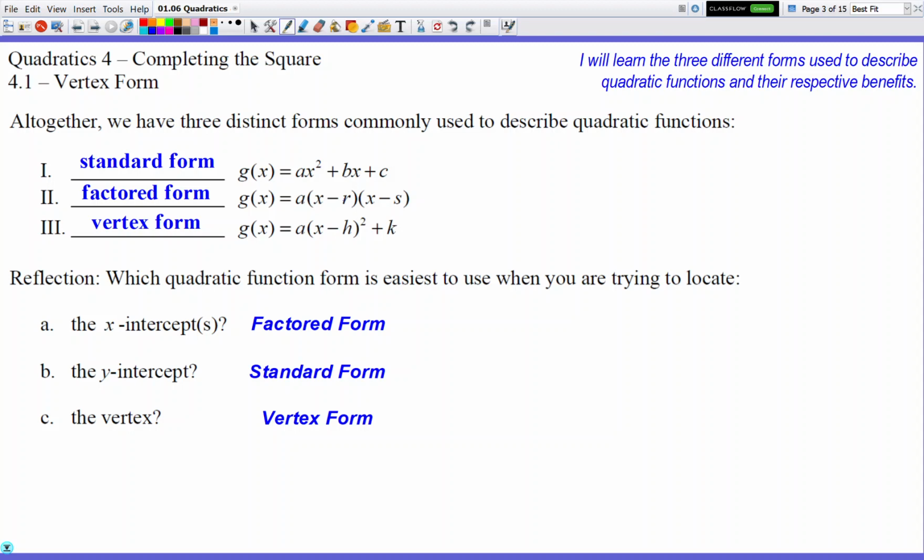Each of these forms has a strength. If you want to find x-intercepts easily, use factored form. If you want to find the y-intercept easily, use standard form. And if you want to get the location of the vertex easily, well, it's kind of in the name itself: use vertex form. Those are things that can hopefully help you see connections faster. If we didn't point them out exactly, you'll start to see it as you get more experience in quadratics.